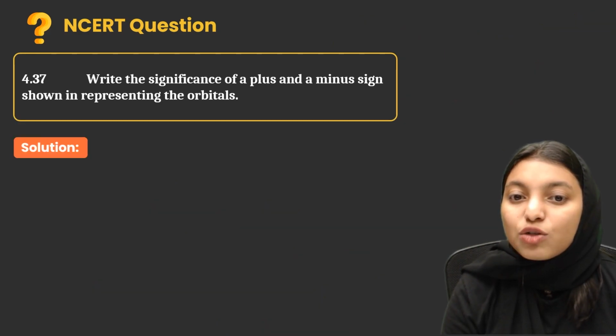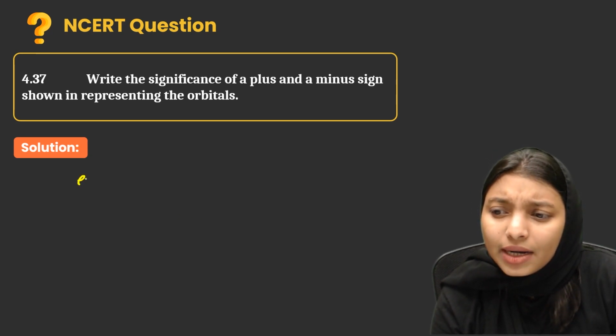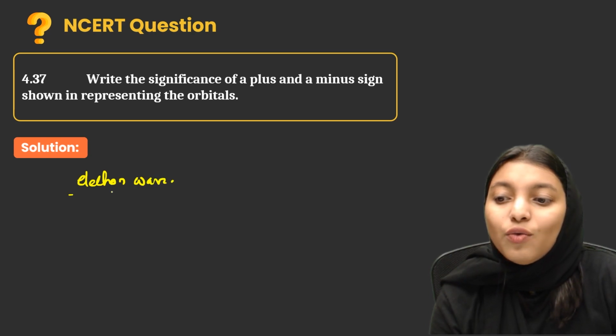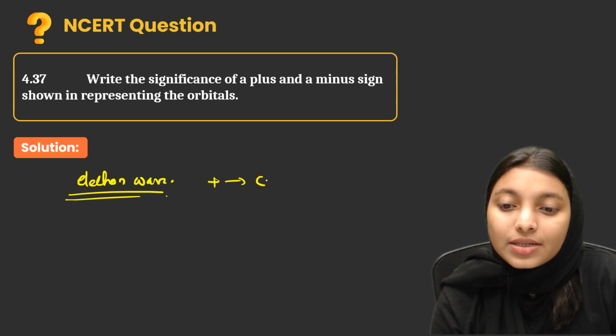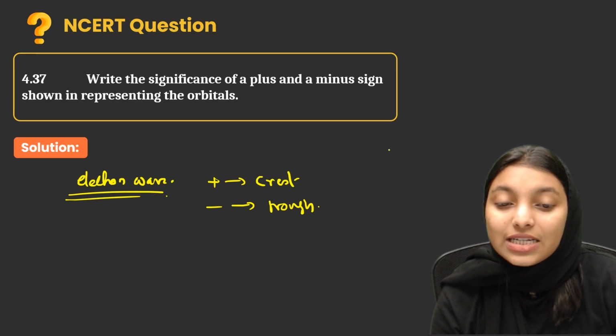Write the significance of plus and minus sign representing the orbitals. That is nothing but the electron wave. That is the electron wave showing the positive and negative sign, and the positive represents the crest of the electron wave and the negative sign represents the trough of the electron wave. Positive and negative electron waves are shown by that.